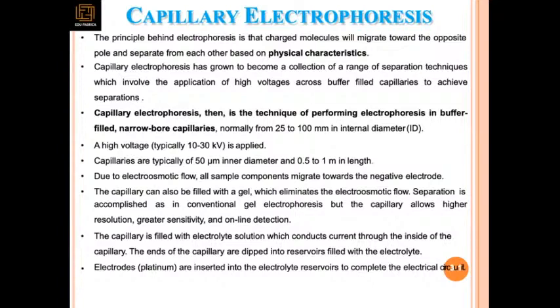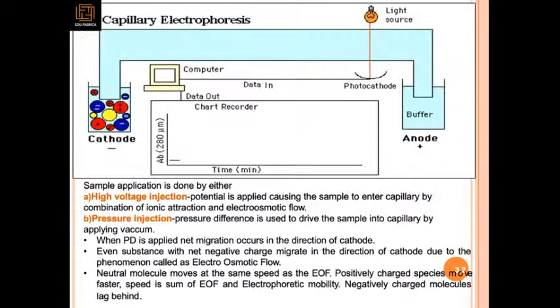High voltage is applied and capillaries are typically 50 micrometer inner diameter to 0.5 to 1 millimeter output. So this is how the main electrophoresis method is done. You have one cathode and one anode.